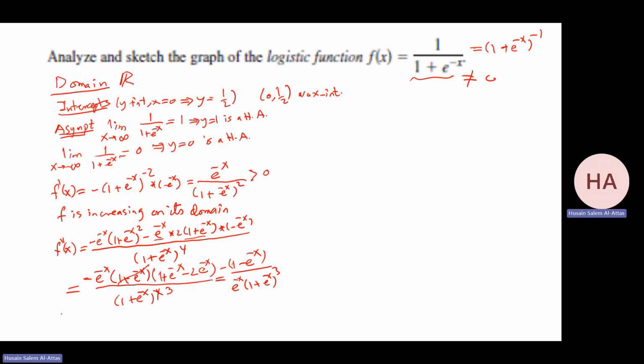If y double prime equals 0, I'm getting this is equal to 0, so I'm getting x equals 0. I will check before and after 0. Before 0, taking a negative value, that will be positive. After that, it will be negative.